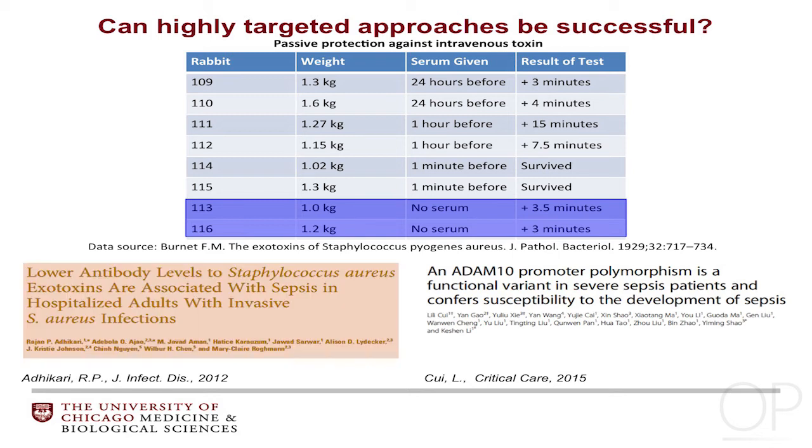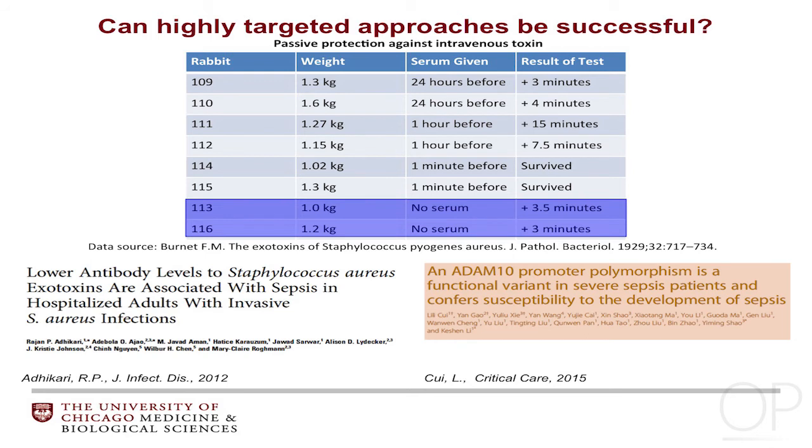More recently, several pieces of data have emerged in the clinical literature, one of which is shown on the left, which is that antibody levels to Staph aureus exotoxins, including the alpha-toxin, are associated with sepsis in hospitalized adult patients who have Staph aureus infection, such that the lower the level of antibody, the greater the risk of sepsis in these patients. This suggests that measurement of the pre-existing or induced antibody response to these toxins may be an important component of understanding the potential for treatment efficacy.